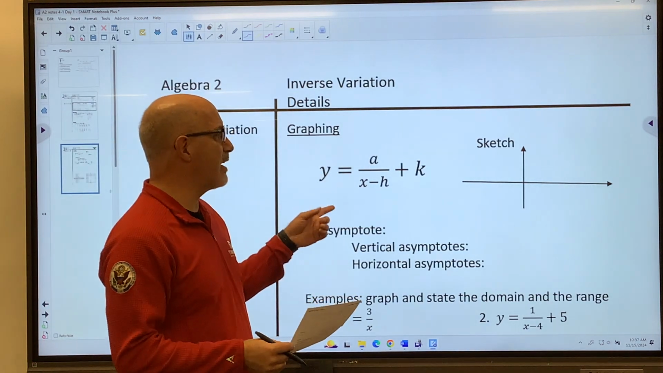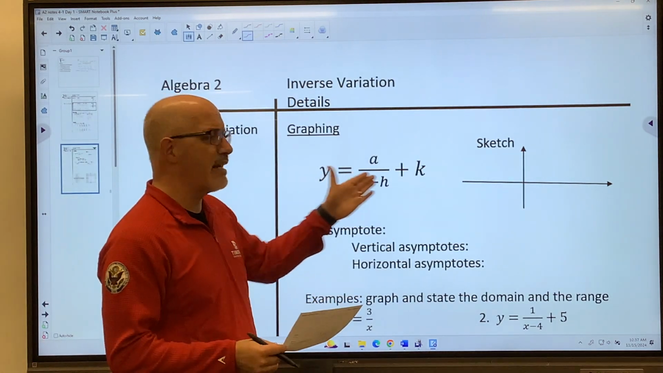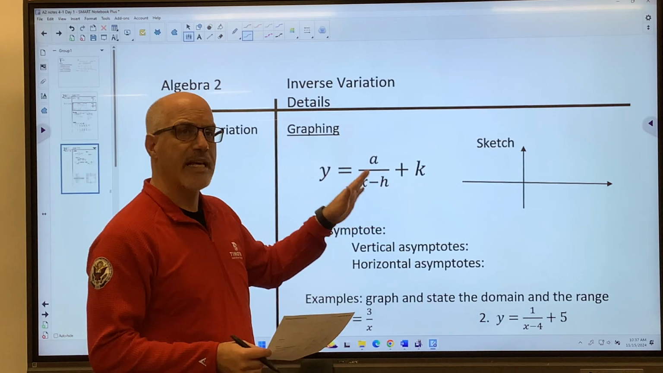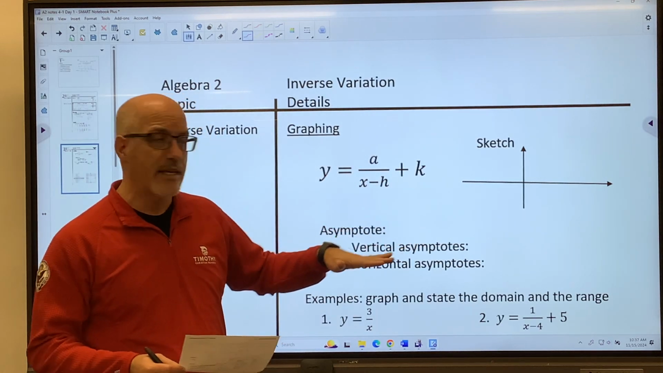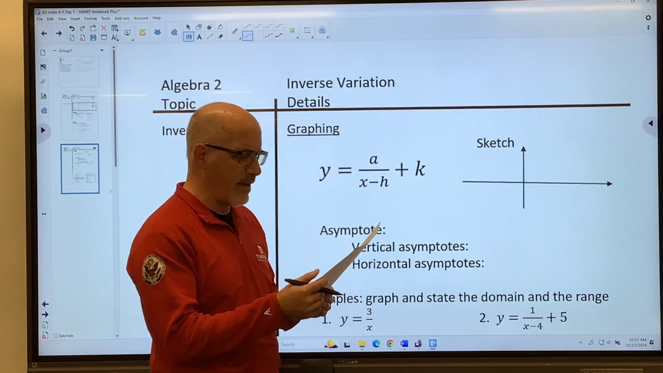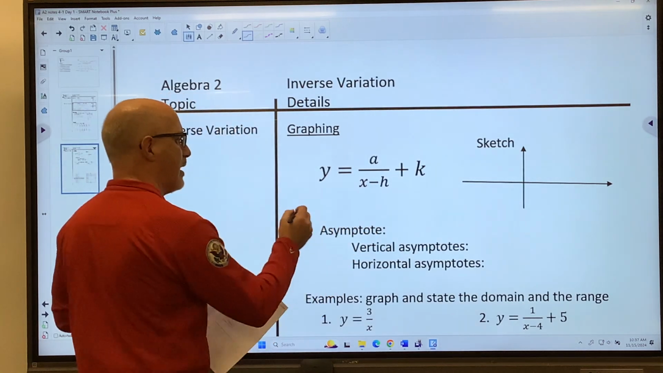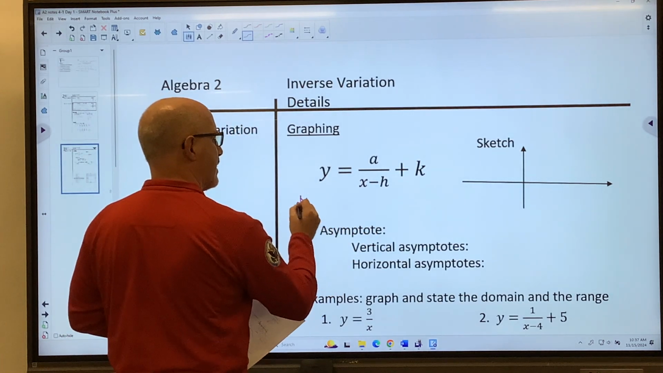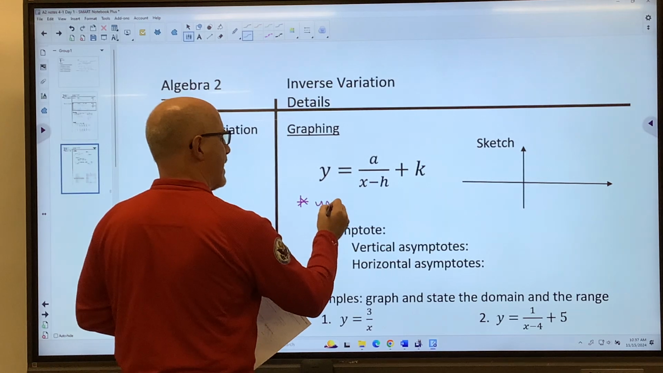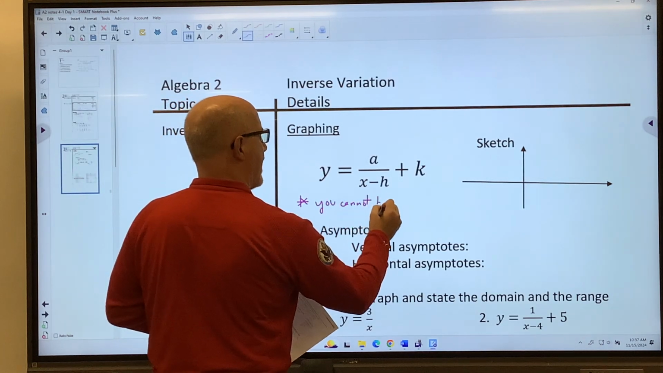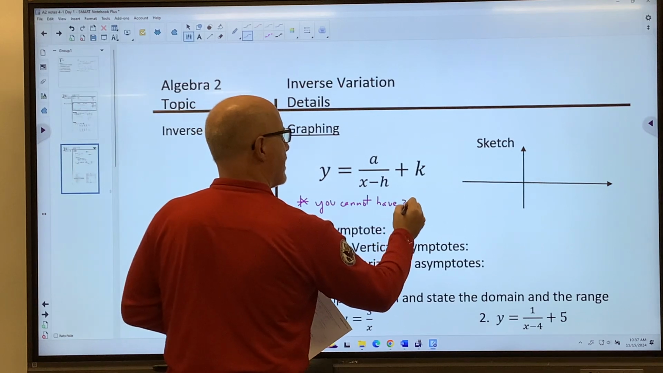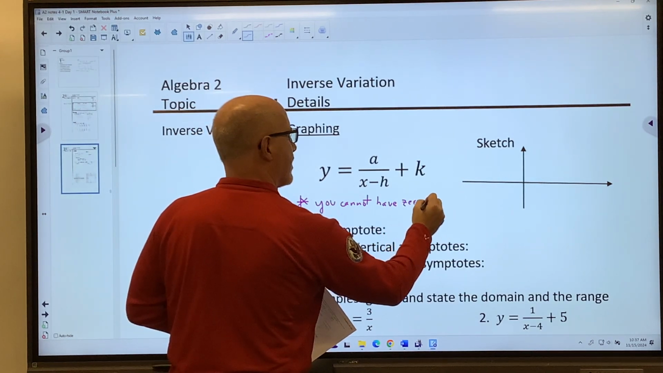Now with graphing, what we're going to do is expand out the inverse variation, and these are going to be graphing ones that have denominators. And what you have to remember when you have these denominators, here's an important idea: you cannot have 0 in the denominator.